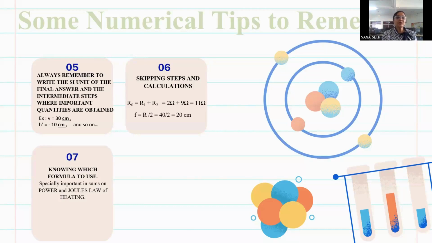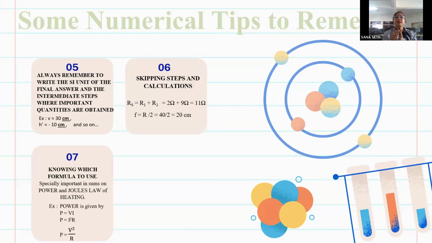Knowing which formula to use, power and Joule's law of heating. Now see, there are 3 formulas for power: VI, I square R and V square by R. Now in which sum, which one to use? First of all, use that formula whose quantities are given in the sum. For example, a sum does not talk about the current. The sum has given you voltage and resistance. So obviously, you are going to use the formula V square by R.